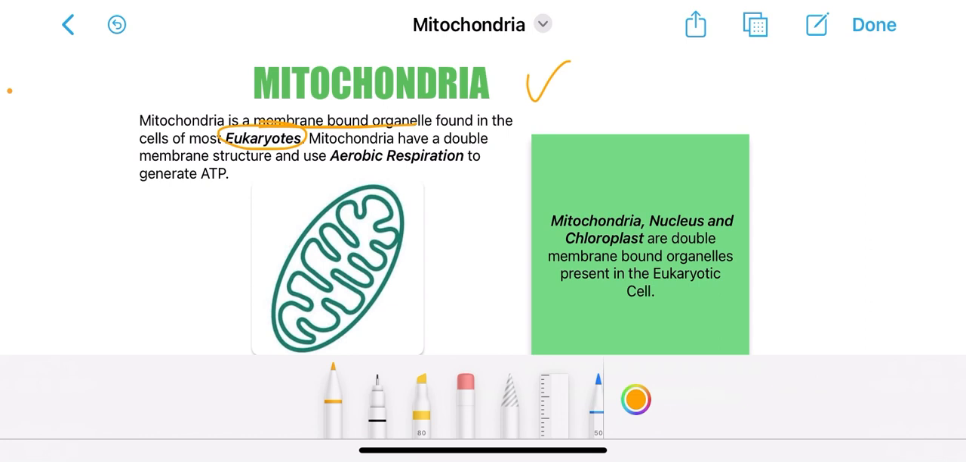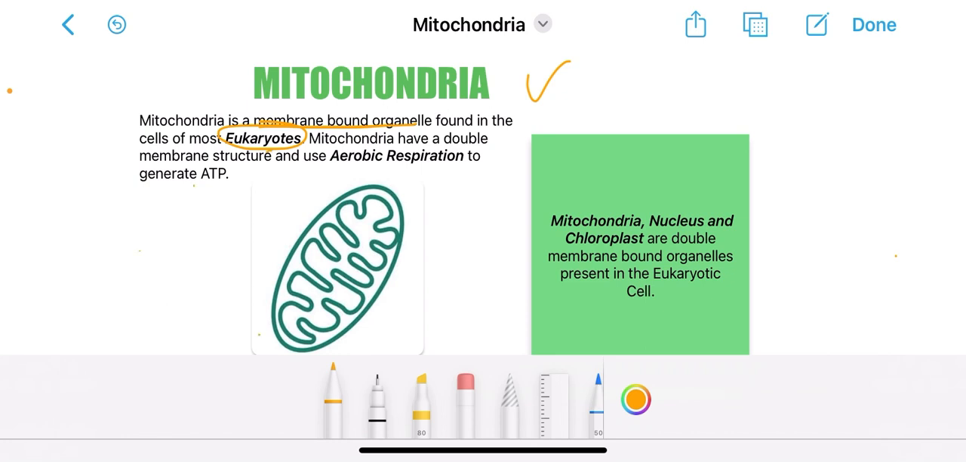As we know, the basic difference between prokaryote and eukaryote is the absence and presence of a nucleus and the presence of membrane-bound organelles in the eukaryotic cell. So basically, mitochondria is an organelle of a eukaryotic cell. Only the eukaryotes contain mitochondria.